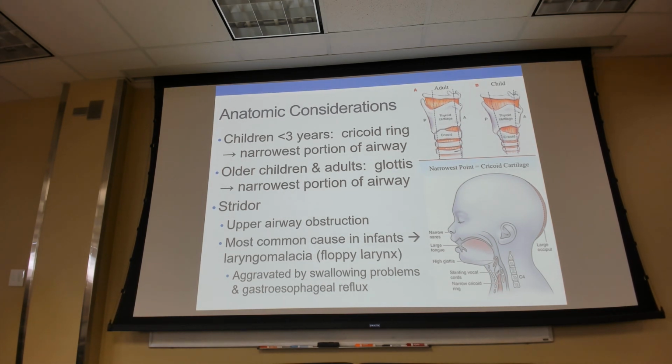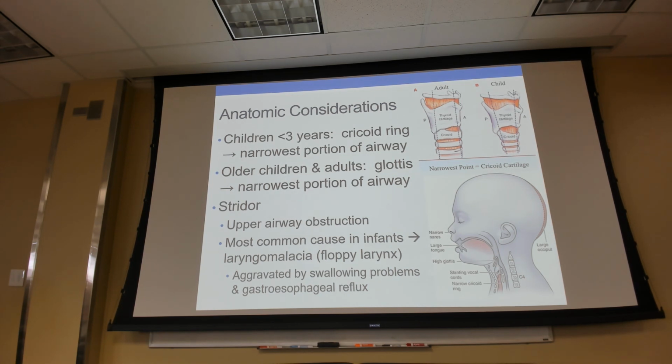This is really what I need you guys to be able to remember: children's airways are developed very differently and at a very different proportionate level. So your cricoid ring is the narrowest part of a child's airway, particularly those younger children, so under 3. So now I have a giant head and a different narrowing portion of my airway. So it's going to make airway management much more difficult for a young child.